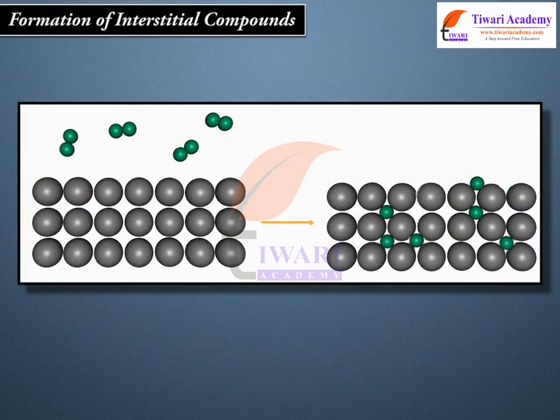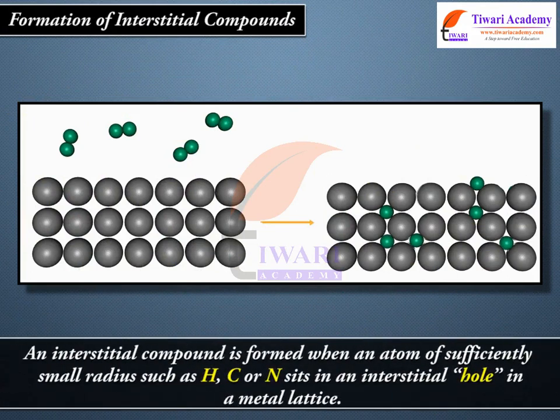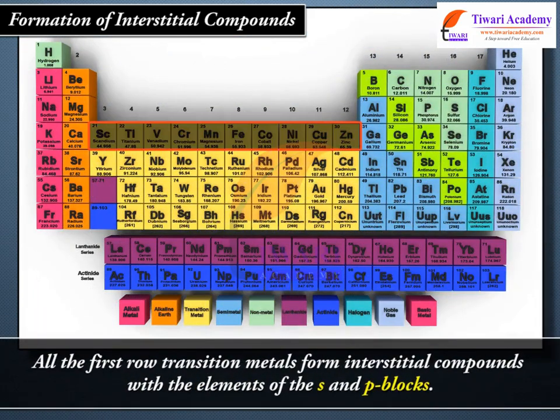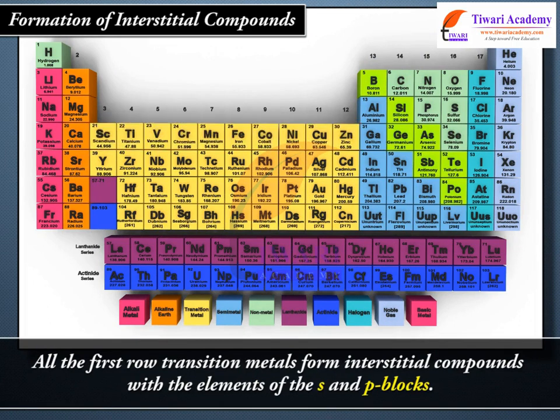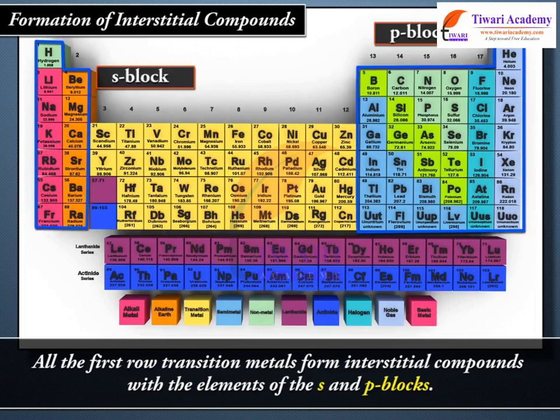Formation of interstitial compounds. An interstitial compound is formed when an atom of sufficiently small radius, such as H, C, or N, sits in an interstitial hole in a metal lattice. All the first row transition metals form interstitial compounds with the elements of the S and P blocks.